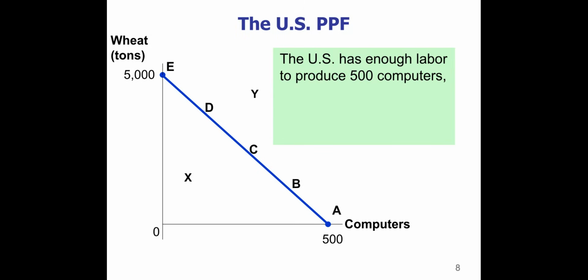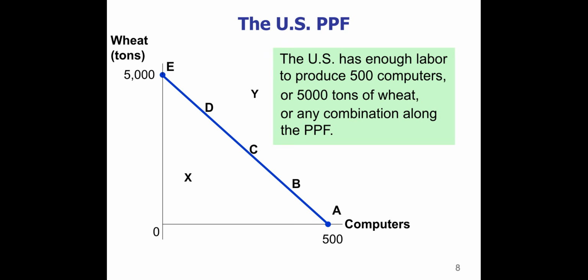Remember, we're splitting our 50,000 labor hours between wheat and computers, but it takes workers in the United States a different amount of time to produce wheat compared to how quickly they can produce computers. So the combination of each product differs as you move along that blue line. Points that are on the line, like A, B, C, D, and E, represent points that are possible. Remember, that line is called the production possibility curve. So this line represents the maximum amount possible.